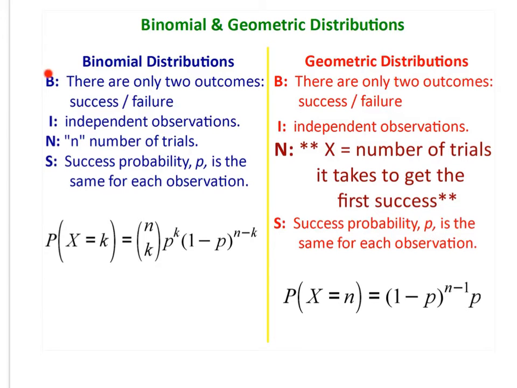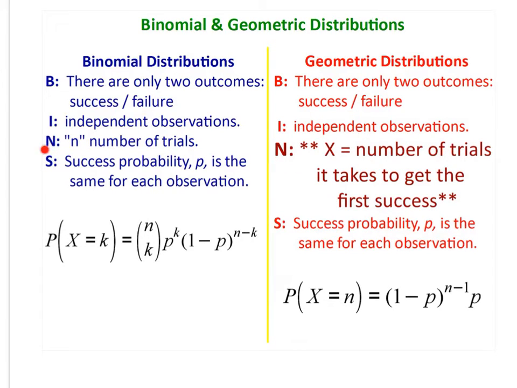So if we think about BINS for binomial random variables, our little acronym, B, there are only two outcomes, success or failure. That's the same for geometric. So for geometric, success, failure, only two outcomes. I, observations are independent. That's the same for both of them. So in geometric distributions, the previous trial does not change the probability of the second. The N is where we see a difference.